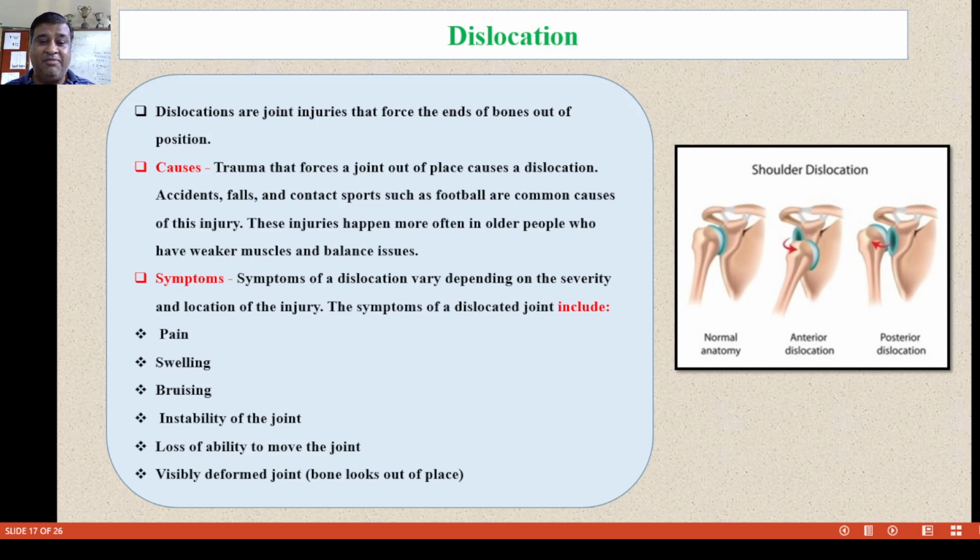What are the symptoms, depending on the severity and location of the injury? There will be pain, swelling, sometimes bruising, instability of the joint, loss of ability to move the joint, visible deformity of the joint, and bones will look out of place.